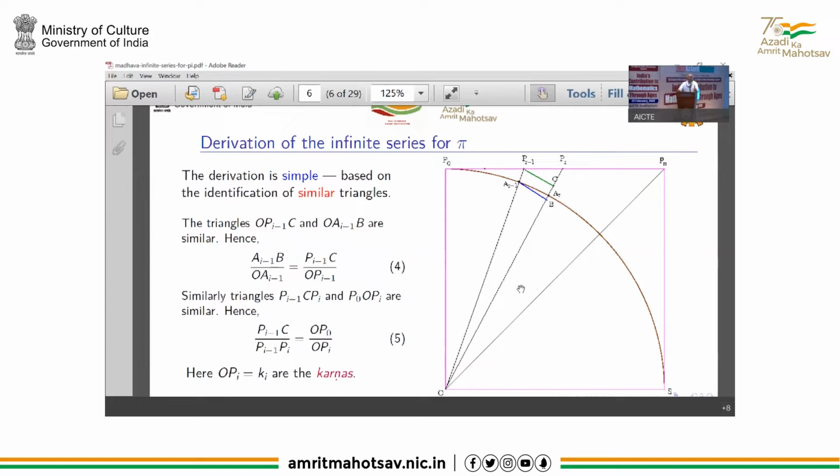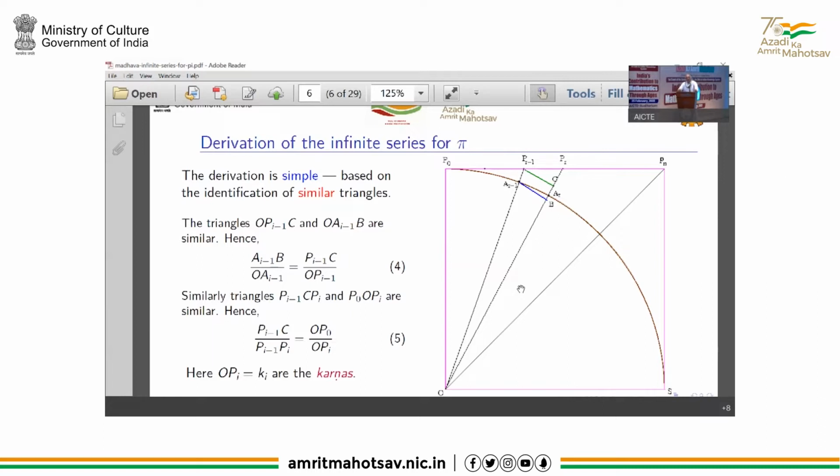What lies at the basis of this is essentially two facts. Identifying similar triangles; in fact, by identifying similar triangles, you get profound results. One of them I'll just show you right away. And then you have a certain nice way of summing up things. So these are two things which lie behind the derivation of the series. Let us go through this.